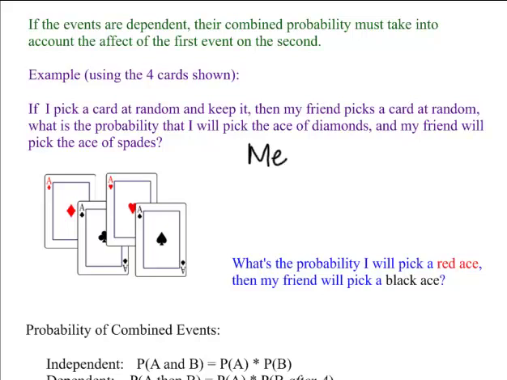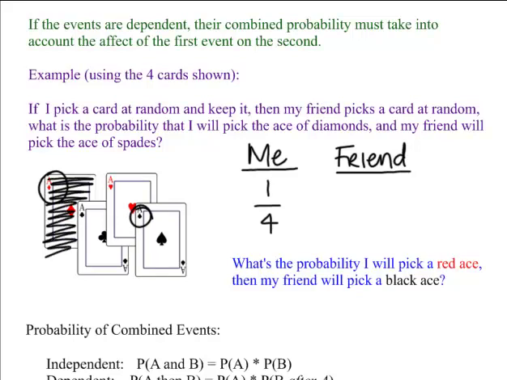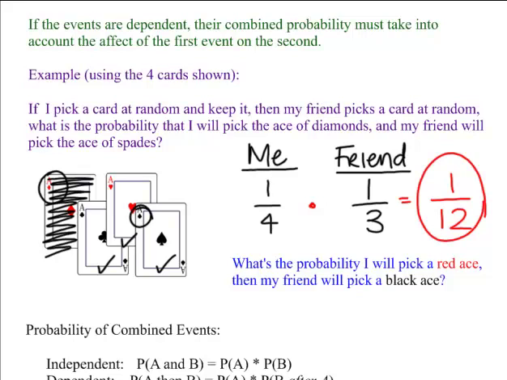So for me, if I pick out the ace of diamonds, there's only one of those out of the 4 cards here. My friend wants to pick out the ace of spades. Again, there's only one of those cards, but remember, I picked this one out. So my friend has a 1 out of 3, the 3 that are left, to pick the one that I want, the ace of spades. And then we multiply them together just like before. So 1/4 times 1/3 gives me 1 in 12 that combination is going to happen.